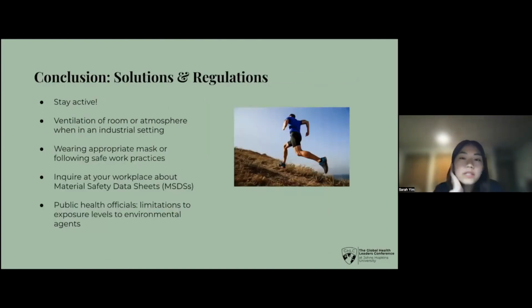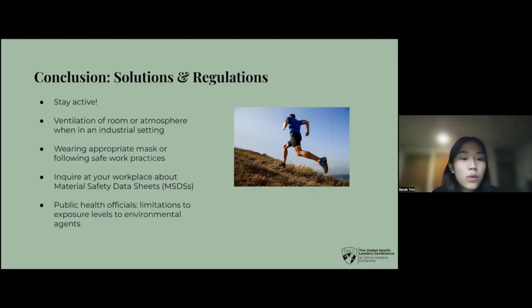So with all of these environmental carcinogens, there are some solutions and regulations that are imposed currently. Many experts say that we have to stay active, especially by exercising for at least 30 minutes per day. And also, since many of the environmental carcinogens or the lesser known carcinogens occur in an industrial setting, it is important to ensure that there is some sort of ventilation of the room or atmosphere in the industrial setting. And also, wearing appropriate masks or following safe work practices will be an appropriate solution.